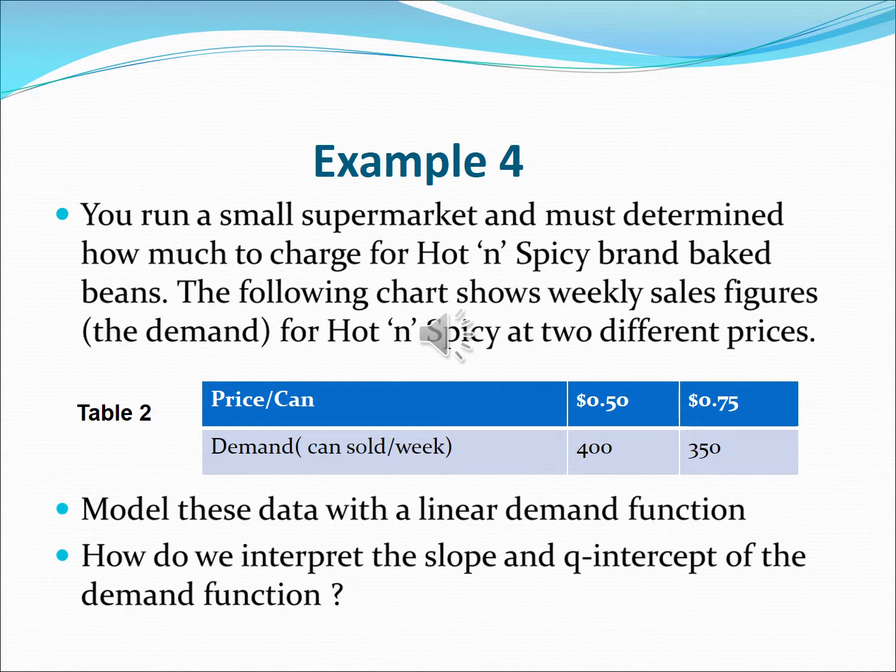Example 4. You run a small supermarket and must determine how much to charge for Hot and Spicy brand baked beans. The following chart shows weekly sales figures, the demand for Hot and Spicy at two different prices. Table 2. Price of a can, and the demand in cans sold per week. If you charge 50 cents for a can of Hot and Spicy, the demand becomes 400 cans. But when you charge 75 cents, the demand becomes 350. Model these data with a linear demand function. How do we interpret the slope and q-intercept of the demand function?